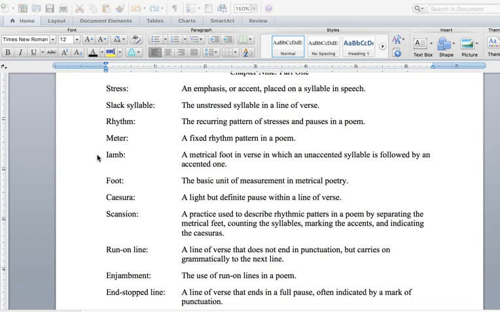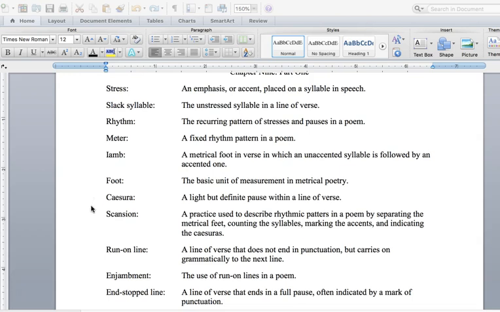Once you've determined that you're working with iambs, you want to divide your poetic line into feet. The foot is the basic unit of measurement in metrical poetry. And that just means after each iamb, drawing a line to separate the different iambic feet. And then if there's a pause within a line of poetry, and this is a light pause, we're talking about a caesura. That's how you would describe it if you were writing about or discussing the poem and you notice that there's a light pause, you would refer to the caesura.